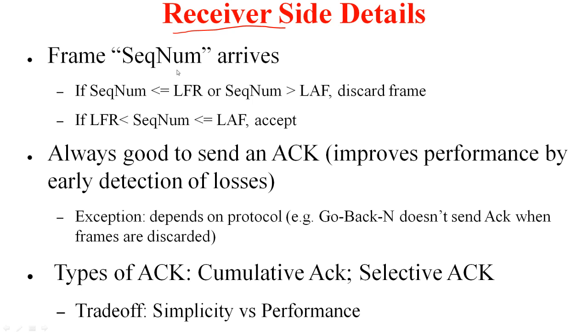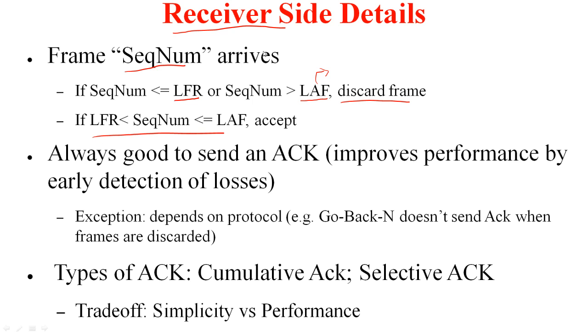Whenever a frame or packet with a sequence number arrives, this is what the receiver does. It compares the sequence number with the last frame received. If the sequence number is less than or equal to this, that means it has already seen the sequence number before. Or if it is greater than the last acceptable frame, which in this case means that it is outside its buffer capacity, it is going to discard the frame. Any frame that falls in between, it is going to accept.